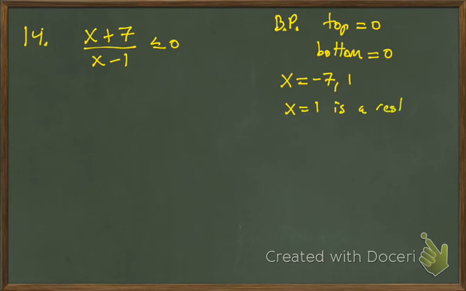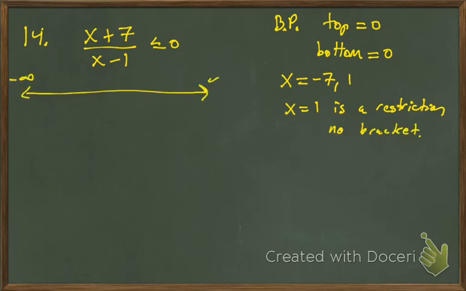And because we're doing a less than or equal to, that usually is going to involve brackets, but 1 is not going to get a bracket because it's a restriction. So we're going to go ahead and make that comment here. So x equals 1 is a restriction, so no bracket. Okay. So we're going to draw our number line. That's going to help us with our interval, drop our boundary points. Then I'm going to go ahead and draw this in as a simulation that it is a vertical asymptote.